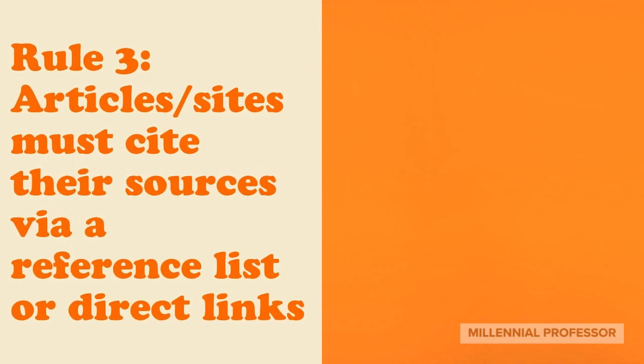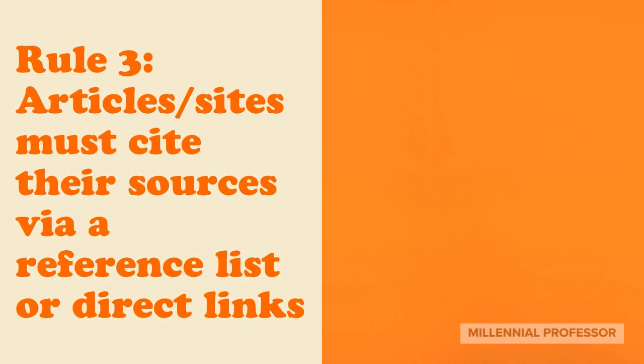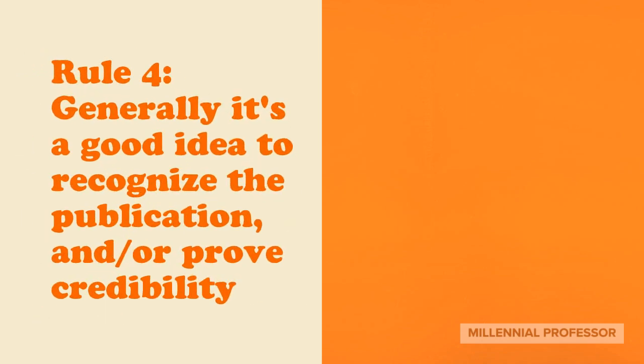Rule 3. Articles or sites must cite their sources via a reference list or direct links. Never trust a source that mentions a study and doesn't either have a list of references at the end or a link to the study that you can quickly check. It is a common tactic to use scientific words like data or research and don't link to anything because most people won't check. Always check.